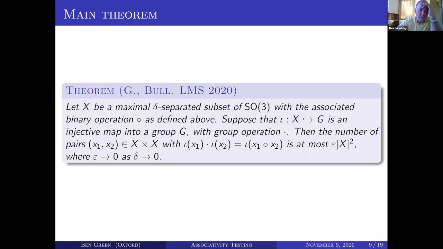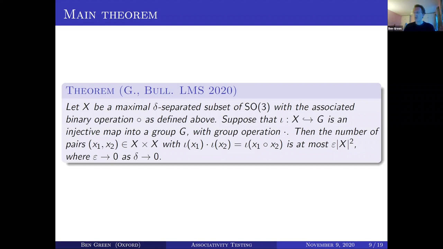So in other words, the rounding operation really does move things. You can't choose your net, your delta-separated subset, in such a way that the rounding operation often rounds back into the set. That the unrounded product X times Y is in the set X. That won't happen. That's what it says.